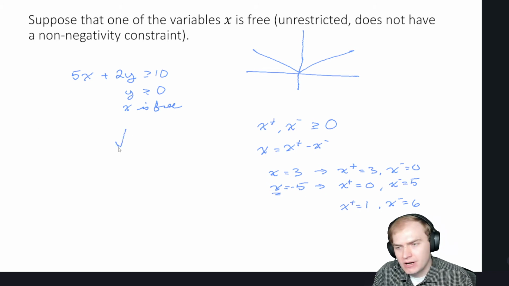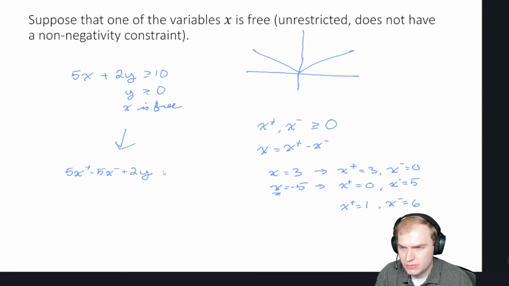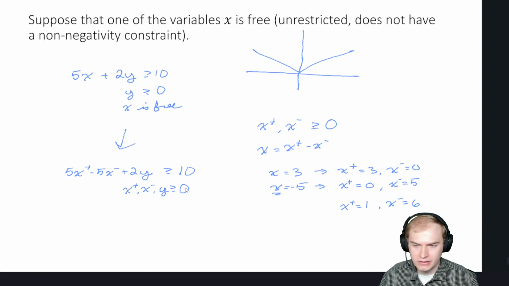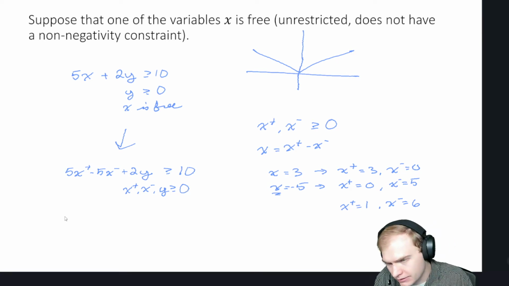So we rewrite our constraint: 5x plus minus 5x minus plus 2y greater than or equal to 10, where x plus, x minus, and y are all non-negative. And of course we've already seen how to add slack variables to this.